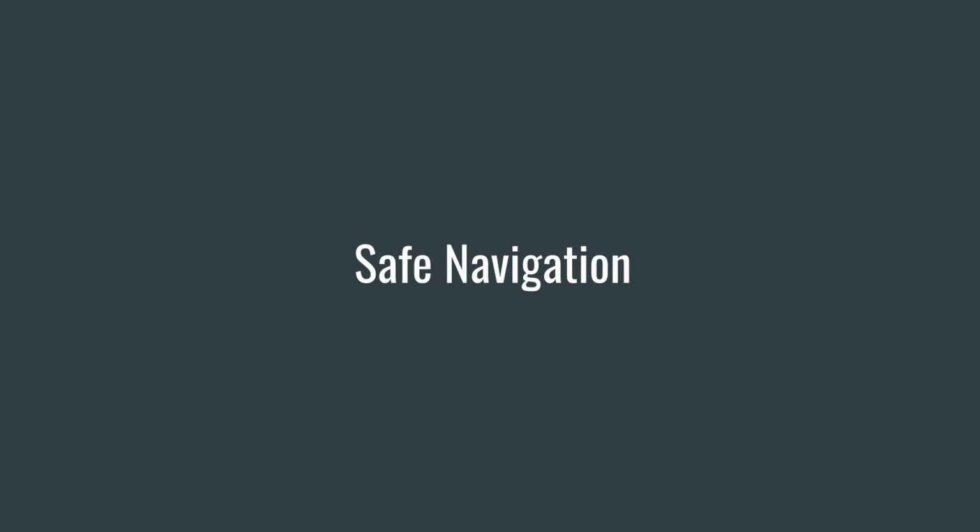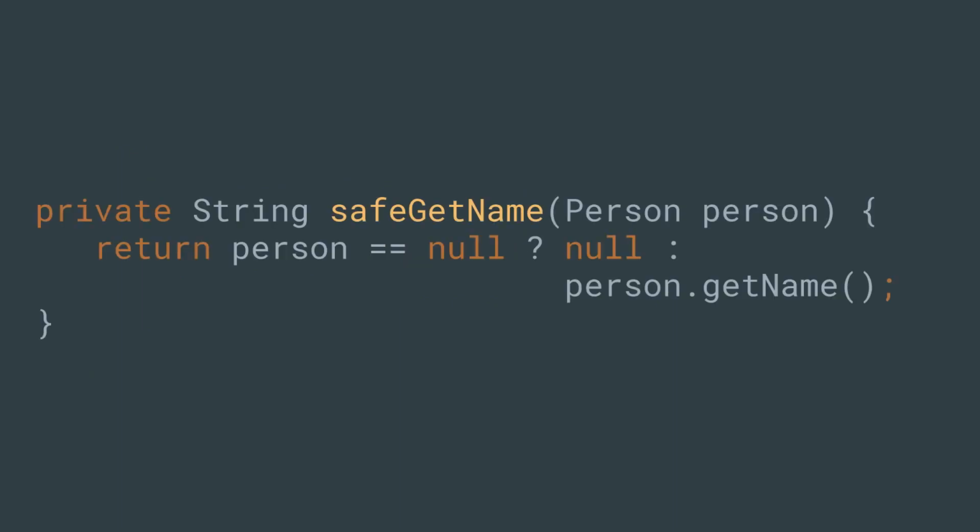The safe navigation operator. We've all written something like this. We receive, let's say, a person argument. We want to get the person's name, but the person might be null, and in that case, we want to return null. Who here hasn't written something like this?